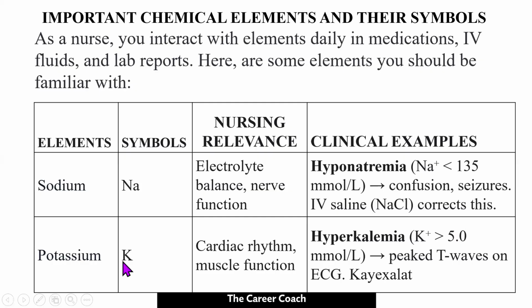The next one is potassium. Potassium, the symbol is K. It's relevant to nursing in that it is responsible for cardiac rhythm and muscle function. If it is high, it's hyperkalemia. If it is low, it's hypokalemia. For hyperkalemia, potassium ion electrolyte is higher than 5 millimoles per liter. How do we know? The ECG machine will read a peaked T wave. So the T wave in the electrocardiogram machine will be very high. Okay? So the medication involved is usually iazalate.